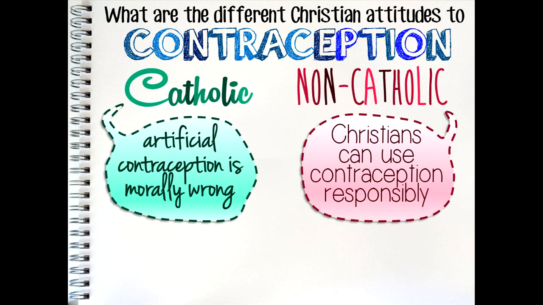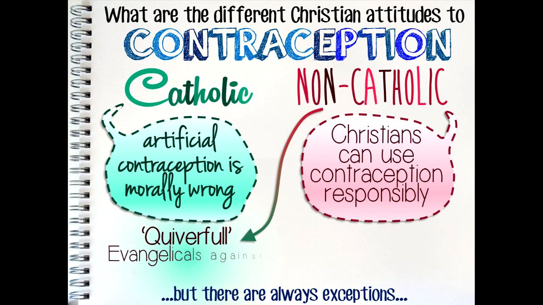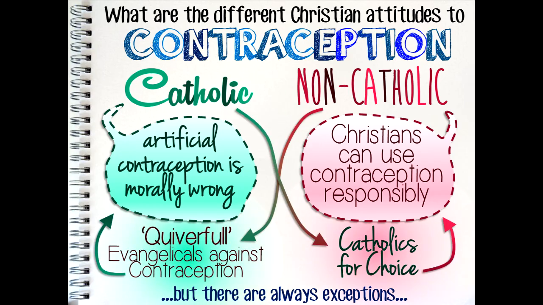However, it should be pointed out that there are exceptions to each. For example, the Quiverful movement is a group of evangelical Christians who are against the use of contraception. On the other hand, there are some within the Catholic Church who argue that contraception should be allowed, for example the organisation Catholics for Choice.